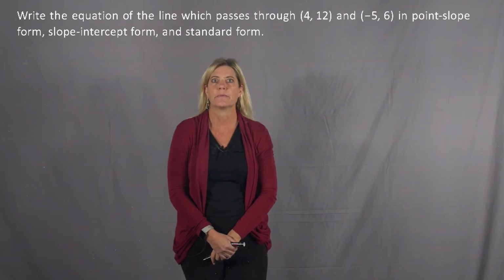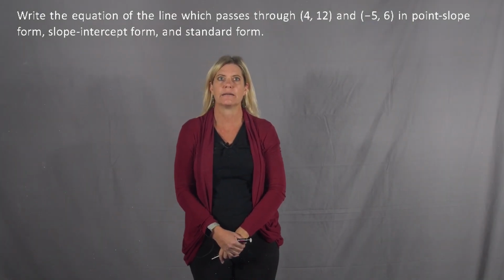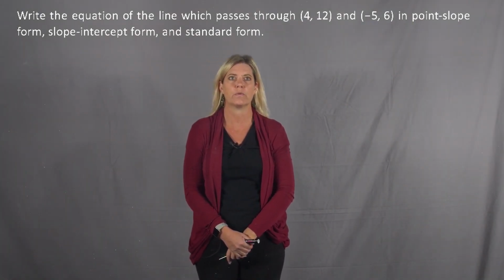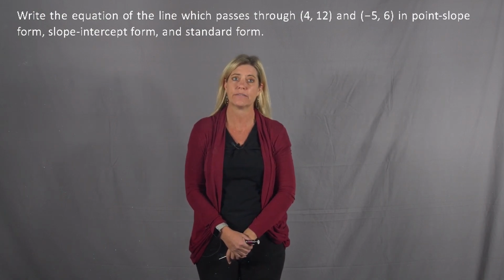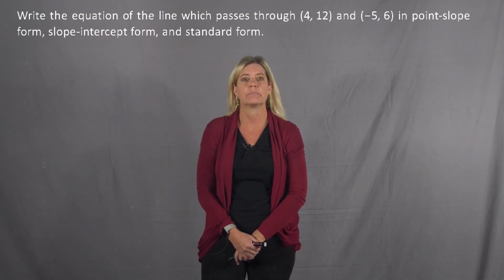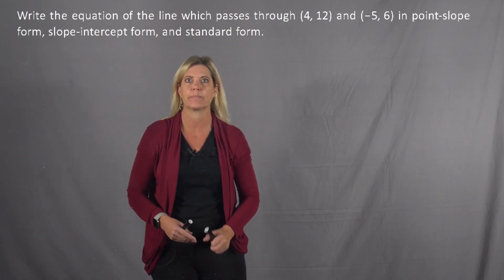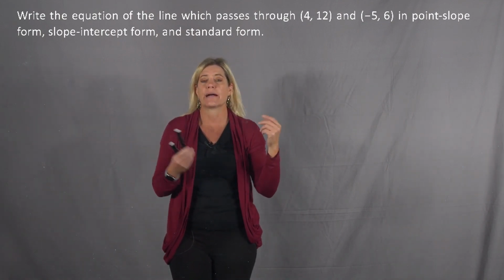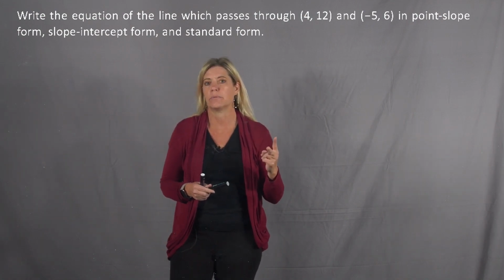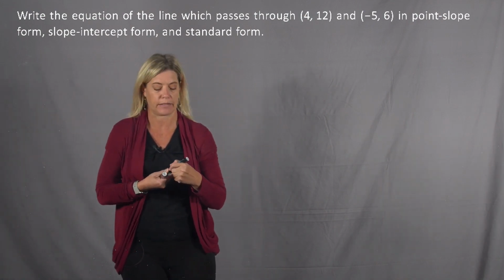In this problem, we want to write the equation of the line which passes through the points 4, 12 and -5, 6. And we're going to write it in point slope form, slope intercept form, and then standard form. So if we have to write an equation of a line that passes through 2 points, we need to find the slope of that line.